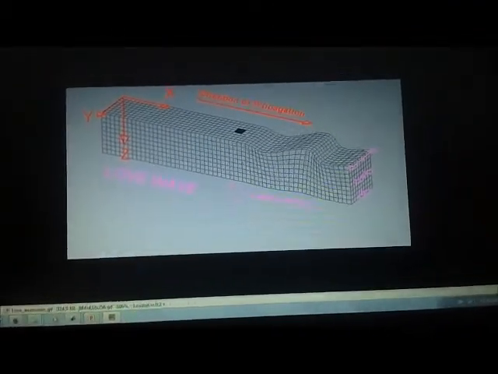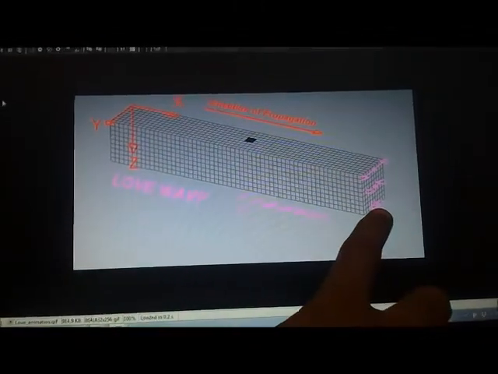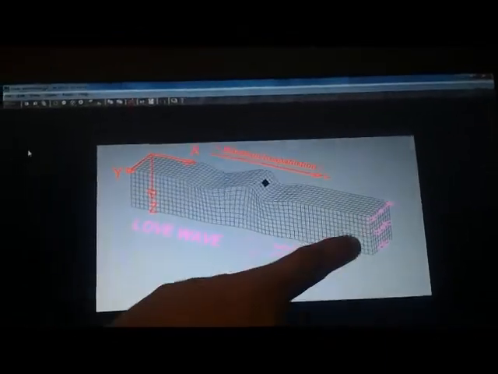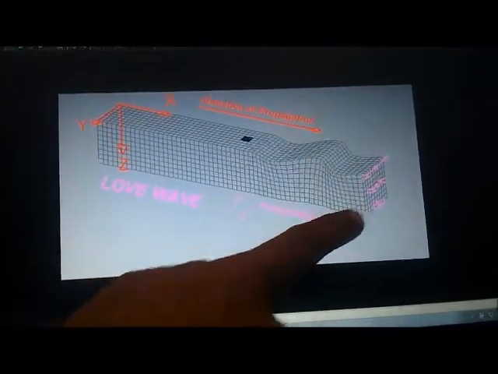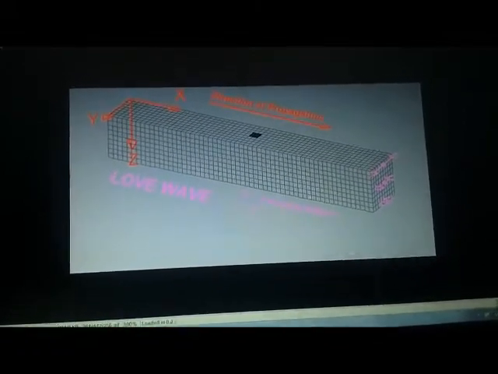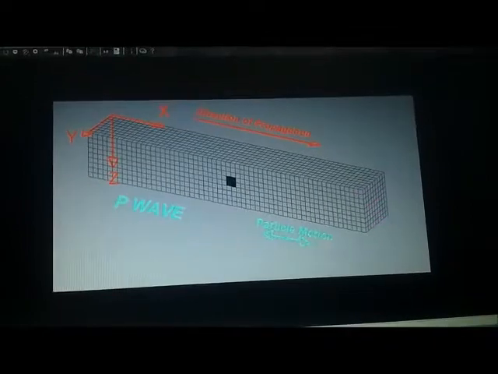Now you can see the Love wave travel. It is only along the surface. You can see that the amplitude decreases when the depth increases. So this is the major difference between the Love wave and the S wave. Other than that, the Love wave and S wave are almost similar. Only the Love wave amplitude varies with the depth.